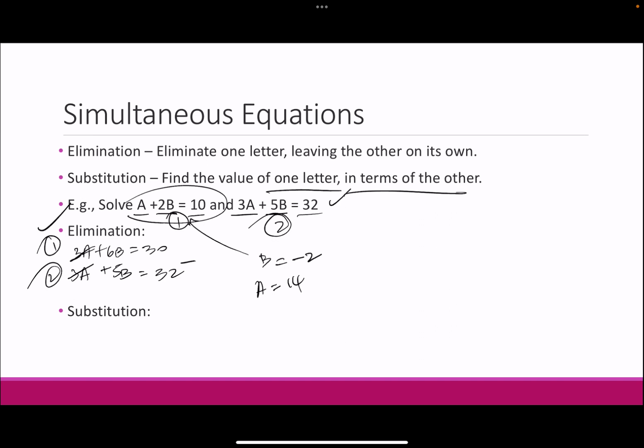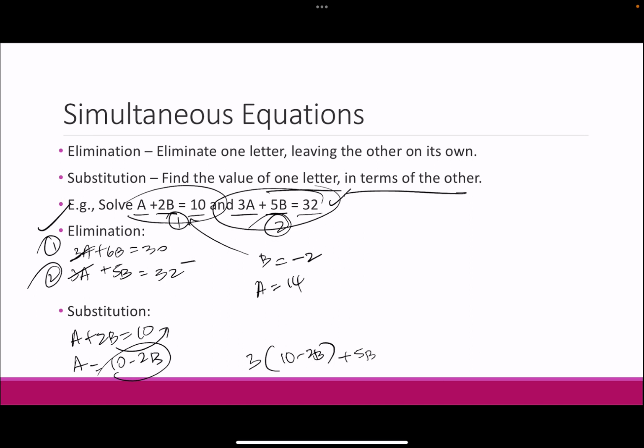Now another way I can do this is to find one letter in terms of the other letter. Let's take the first equation, a plus 2b equals 10. So a equals 10 minus 2b. I've just moved it over. Now I know what a is in terms of b, and instead of a in this other equation, I can substitute 10 minus 2b. So instead of 3 times a, it's going to be 3 times 10 minus 2b, plus 5b equals 32. Expand that: 30 minus 6b plus 5b equals 32. Minus b equals 2, so b equals minus 2. And then you should get a equals 14 if you sub back in.